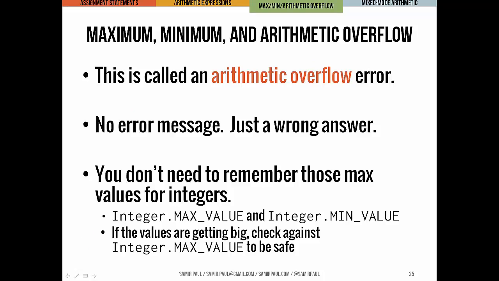Okay, there's no error message. Java didn't warn us about it, really. We just got a wrong answer. So this is something you've got to watch out for when you think the numbers could get that high. Fortunately, you don't need to remember what those max values for ints are. It's built into Java, and you can get to it with Integer.MAX_VALUE or Integer.MIN_VALUE, because the same thing happens if you try to subtract 1 from the smallest value that an int can hold, the most negative value that an int can hold. You end up with a really, really positive number. Things get really screwy when you're working at the extremes there. So if you're working with values that could get that big, you really want to check against Integer.MAX_VALUE and Integer.MIN_VALUE.